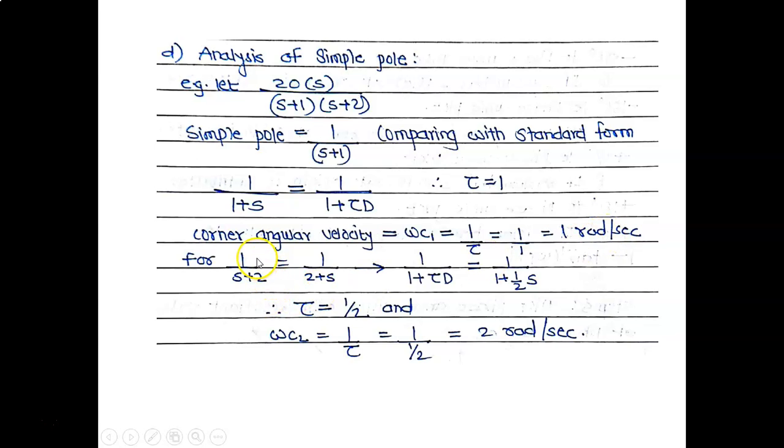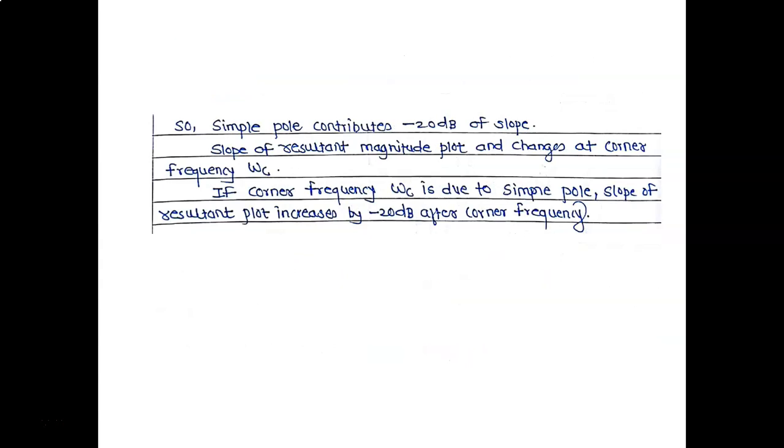For 1 divided by s plus 2, which is equal to 1 divided by 2 plus s, therefore 1 divided by 1 plus tau s is equal to 1 divided by 1 plus 0.5 s. Therefore, tau is equal to 1 by 2 or 0.5, and omega c2 is equal to 1 divided by tau, which is 2 radian per second. So, simple pole contributes minus 20 dB of slope.